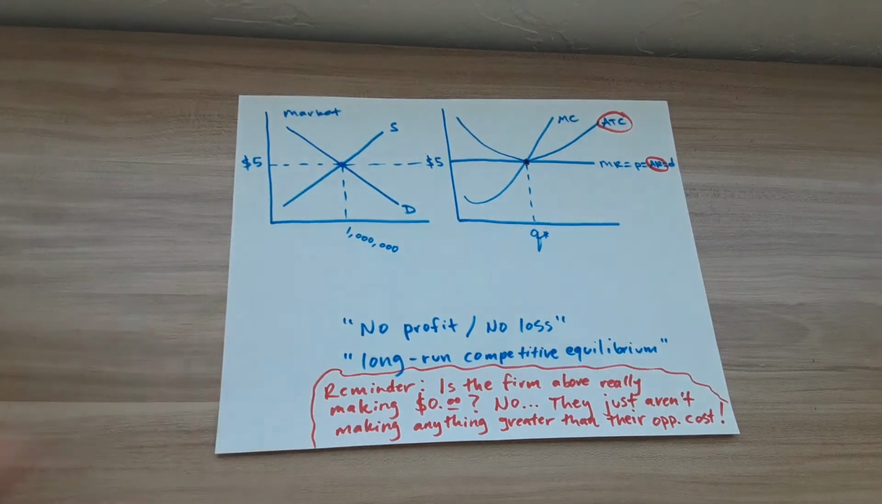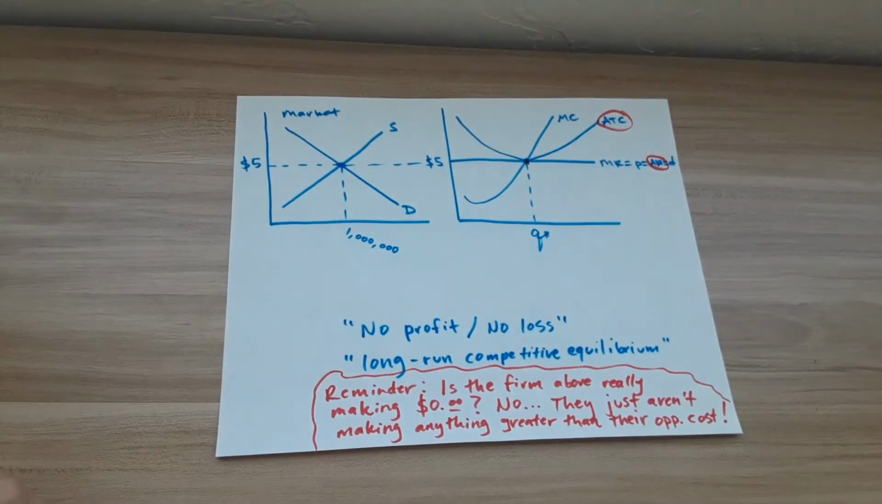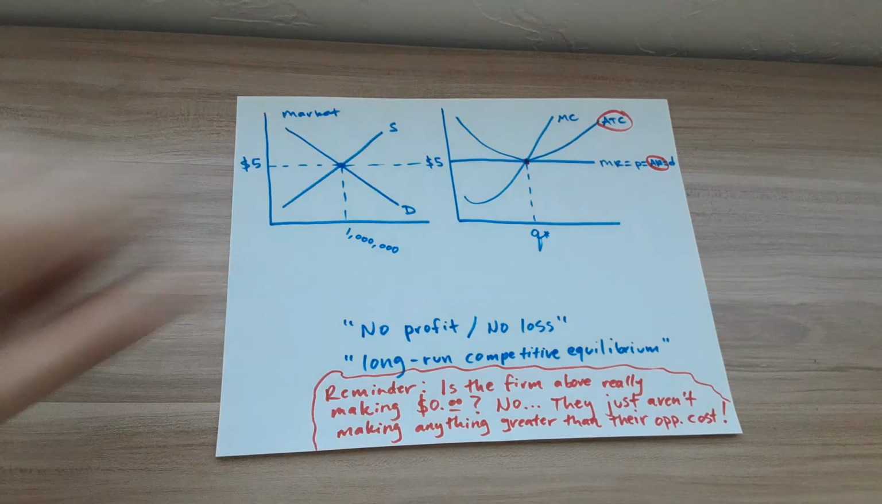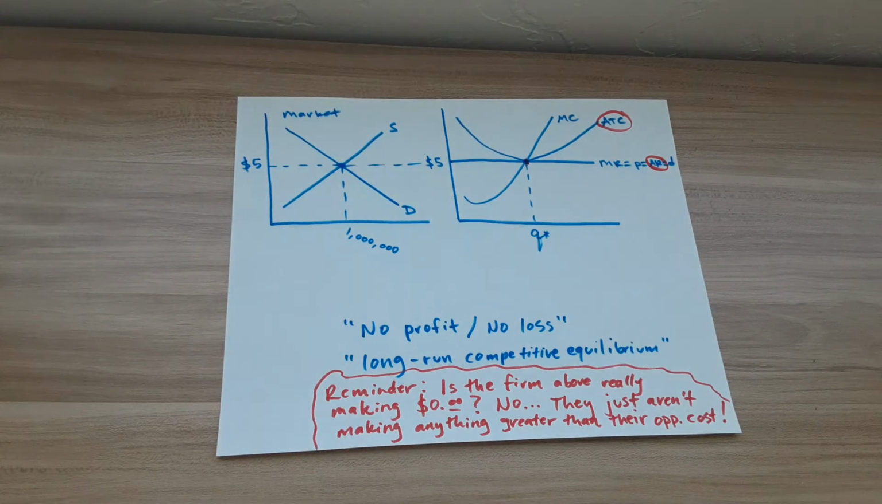One reminder here. Is this firm here where we're saying no profit, no loss, are they really making $0.00? Actually, no, because economists always consider the opportunity cost. So this no profit, no loss considers opportunity cost, meaning they're just not making anything greater than the next best thing that they could spend their time doing. This entrepreneur might be making some money, but that money is no greater than the next best thing that they could have spent their time on.